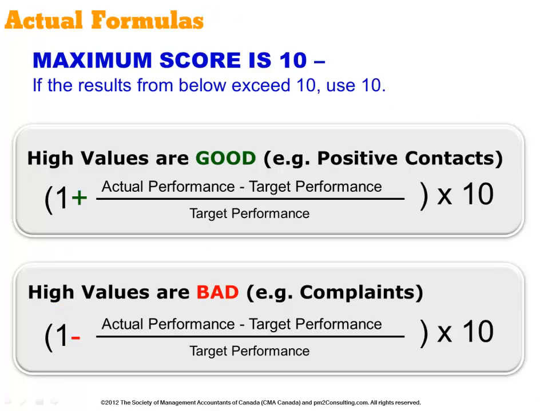So before we get too worried about the actual formula, remember that the maximum score you can get is 10. So even if the formula were normally to give you a number like 11 or 12, let's say you're 120% of target, the maximum you can get is 10, and so that's the maximum that will show up on the score. So if high values are good, the formula is 1 plus actual performance minus target divided by target, and all of that multiplied by 10. If high values are bad, like your golf score, it's the same formula except it's 1 minus this formula, and that will give you the correct score out of 10.